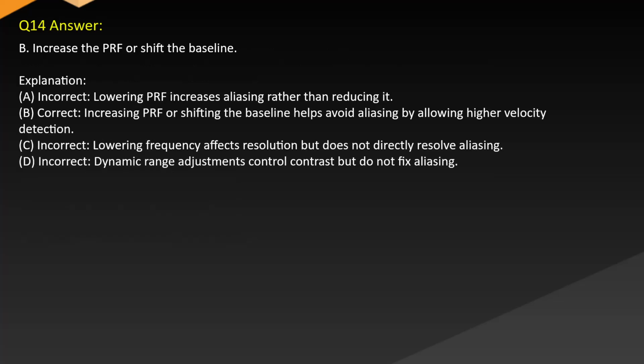Answer: B. Increase the PRF or shift the baseline. Explanation: A. Incorrect. Lowering PRF increases aliasing rather than reducing it. B. Correct. Increasing PRF or shifting the baseline helps avoid aliasing by allowing higher velocity detection.